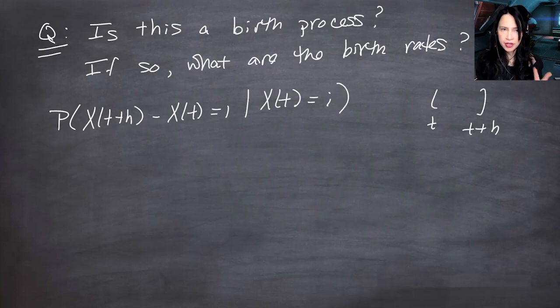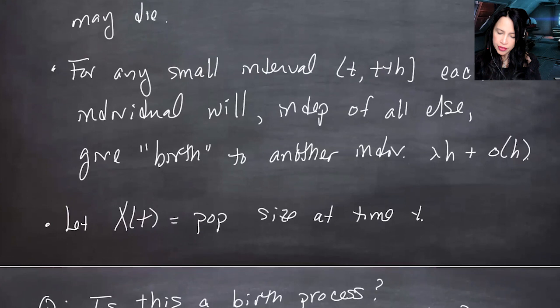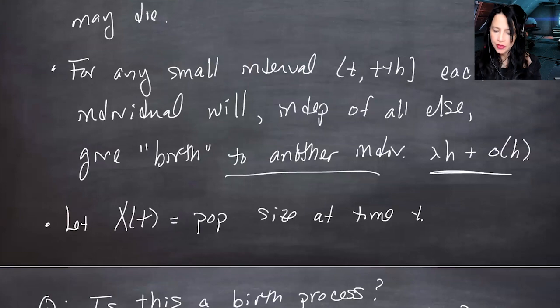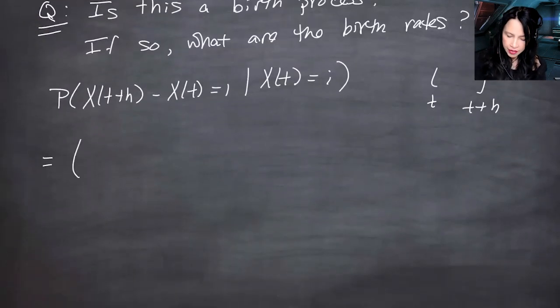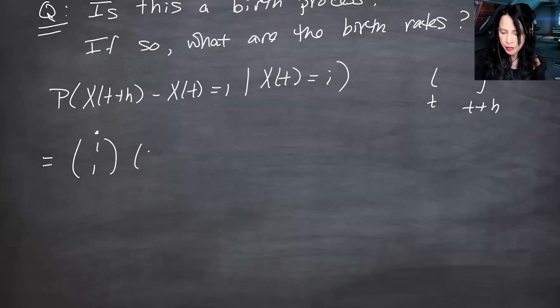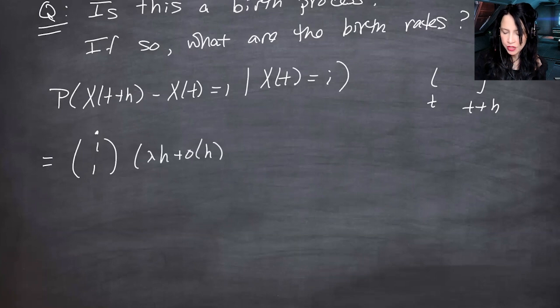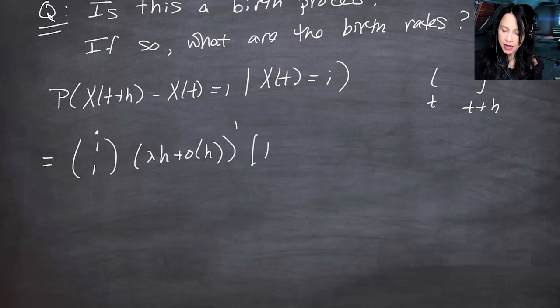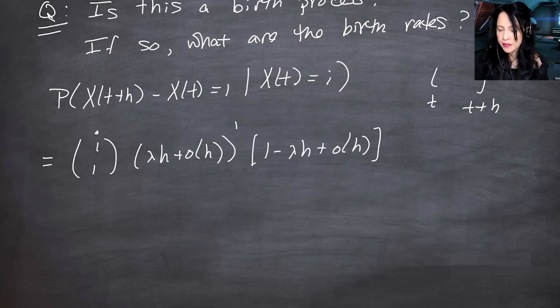How can we describe this probability given the setup here? What we have to do to get this to happen is we have I individuals, and each one will give birth to a single other individual in this time interval with this probability. So out of the I people, we have to choose one to give birth. And the birth probability is lambda h plus little o of h. And we get one of those. And then we get the remaining 1 minus lambda h plus little o of h, to the I minus 1. Notice I turned a negative into a positive. We've talked about that you wouldn't be wrong if you wrote negative little o of h, but it would just be a little bit weird.